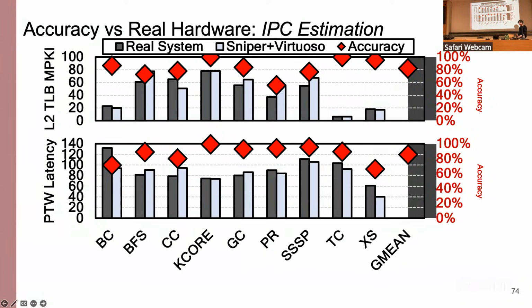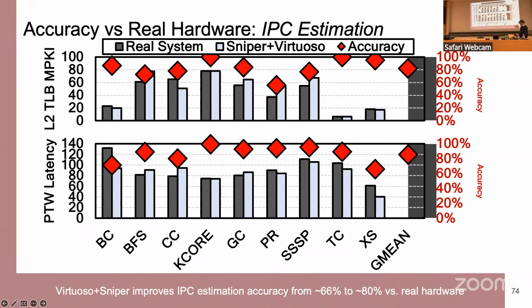Then looking at the IPC estimation, the baseline Sniper with fixed page table walk latency achieves around 66% accuracy, while Virtuoso plus Sniper, so with the MimicOS installed, achieves around 80% accuracy. That's about a 20% relative improvement.